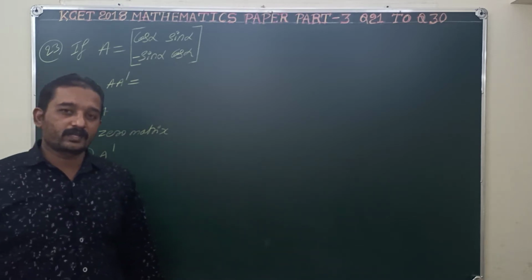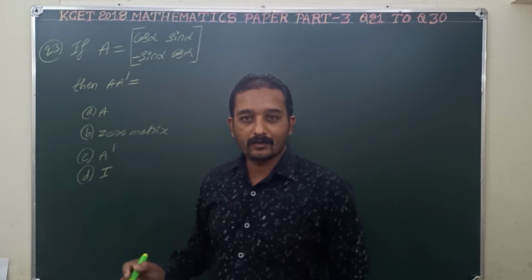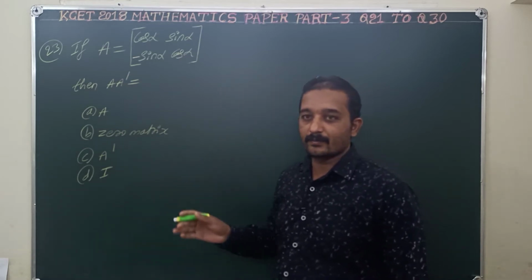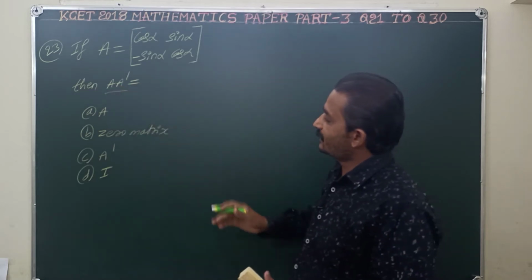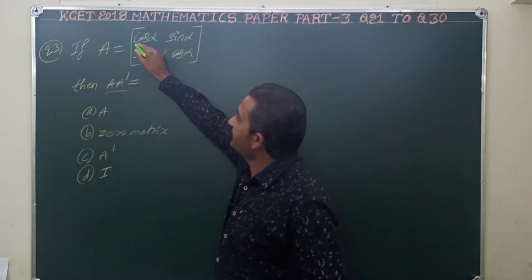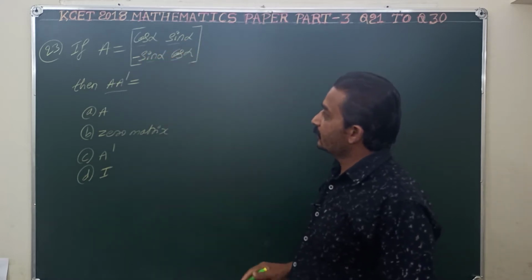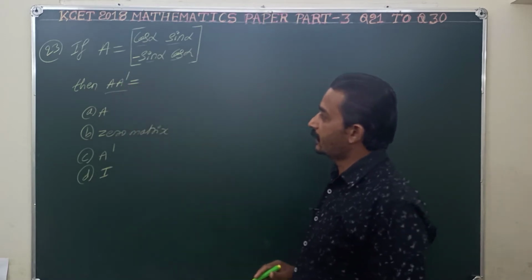Now let us move on to the next question, question number 23. Once again, this question is based on the chapter matrices, in particular algebra on matrices. Here multiplication is there. So it is a mixture of matrix and trigonometry because cos alpha, sin alpha, cos alpha are there. So using trigonometric identities, we have to identify A into A dash in this case.